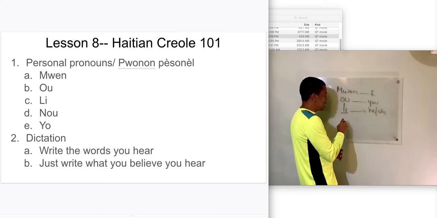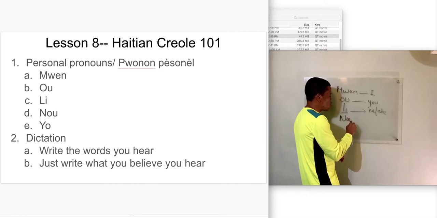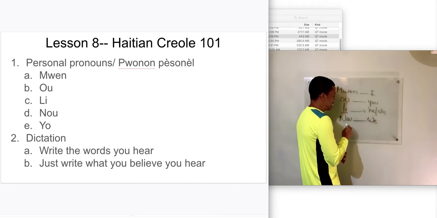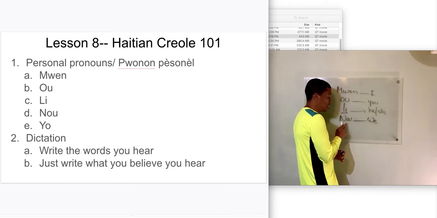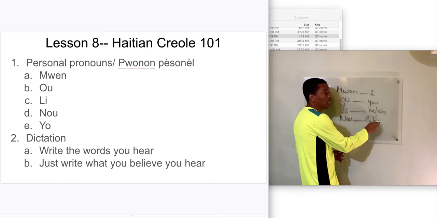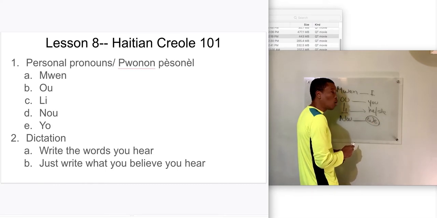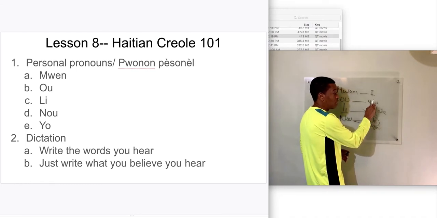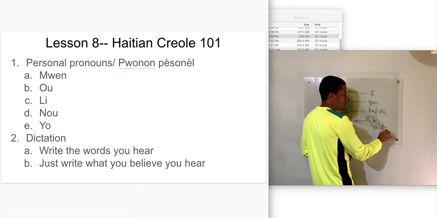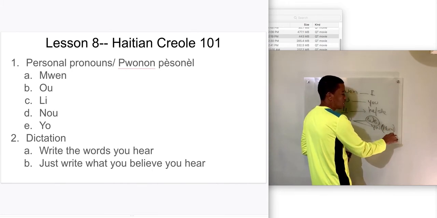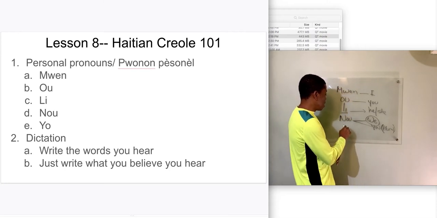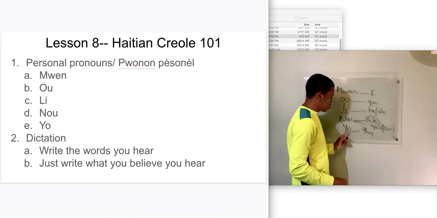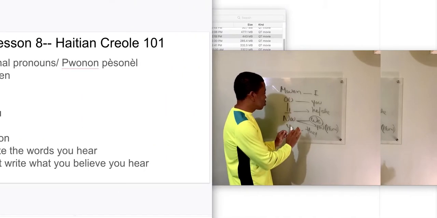Moi, ou, li, nous. Now, you see this? This can be we, and it can be the plural you. But the plural one, not the singular one. And you will see that with me shortly. And then yo, they.